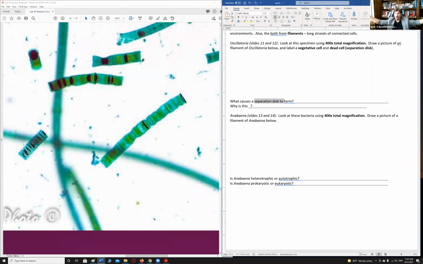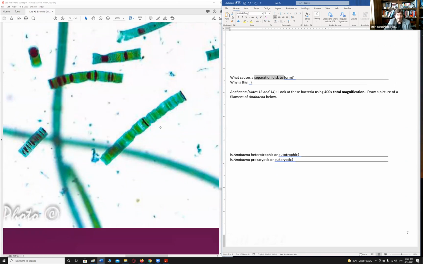So they keep a colony, a strand, a filament, and then one of those particular cells dies. Whenever it dies, the integrity of the cell wall, cell membrane breaks down. As a result, the chemicals start getting in, and we start seeing that particular black line, separation disc. All right, so vegetative cells, all of those green ones, and then we have the black one. This is the separation disc.